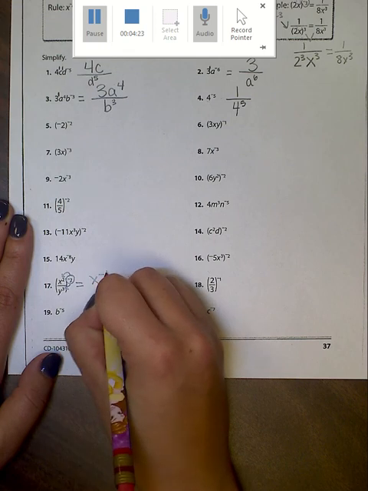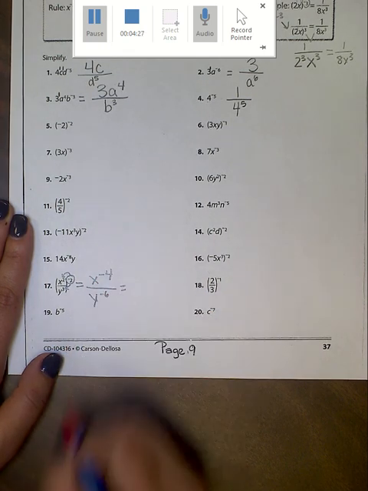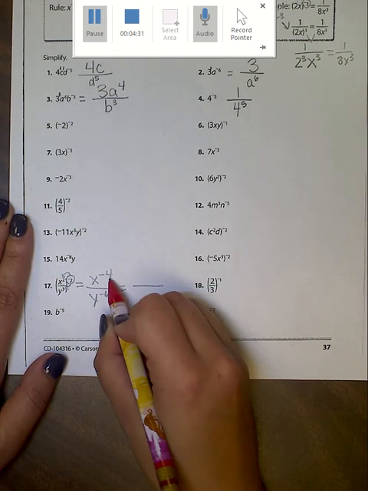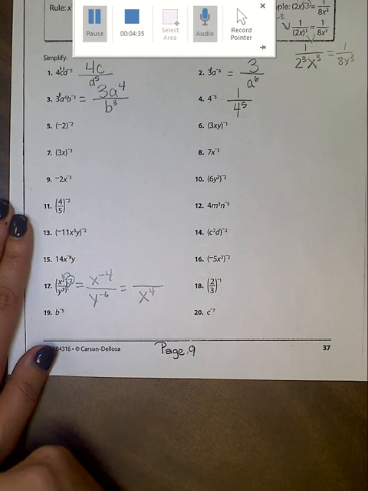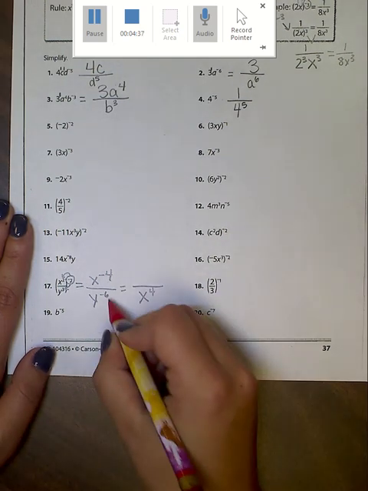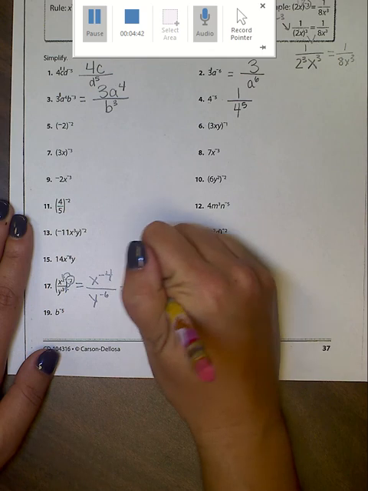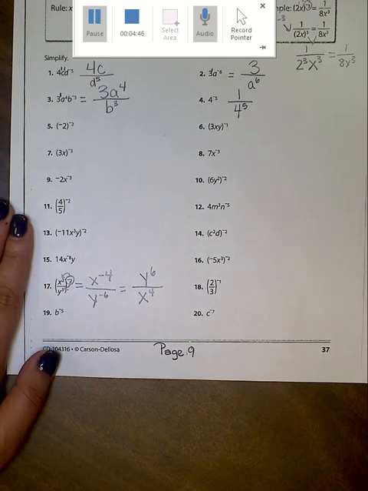X to the negative fourth divided by y to the negative sixth. What would happen here? X to the negative fourth is negative in the numerator, therefore will become positive in the denominator. Y to the negative sixth is negative in the denominator, therefore it will become positive in the numerator. Please complete the rest of this page.